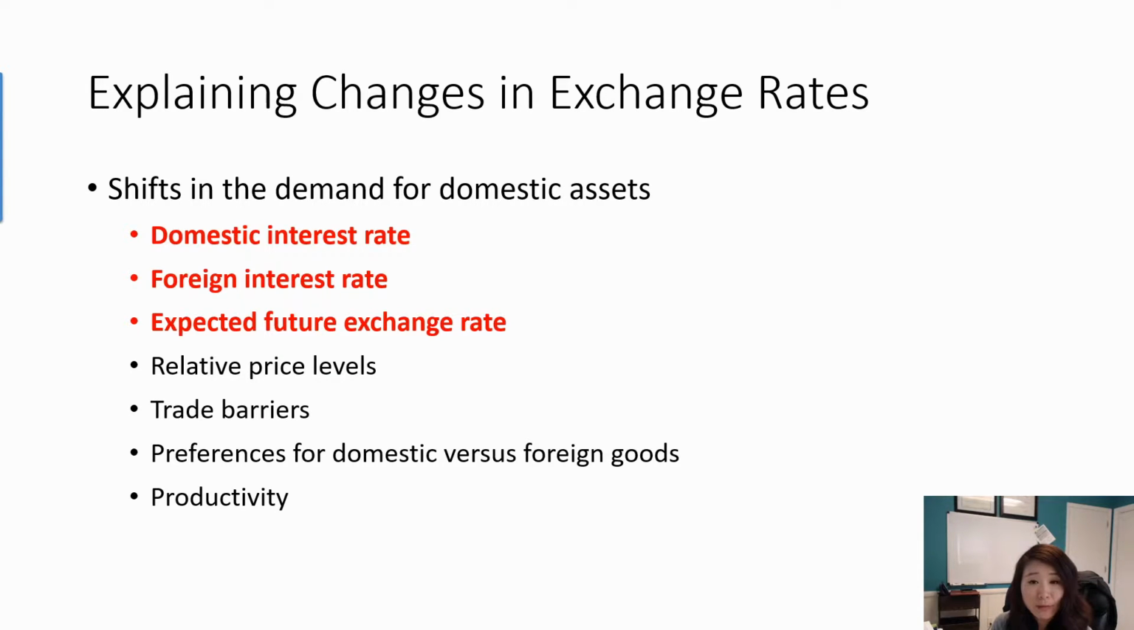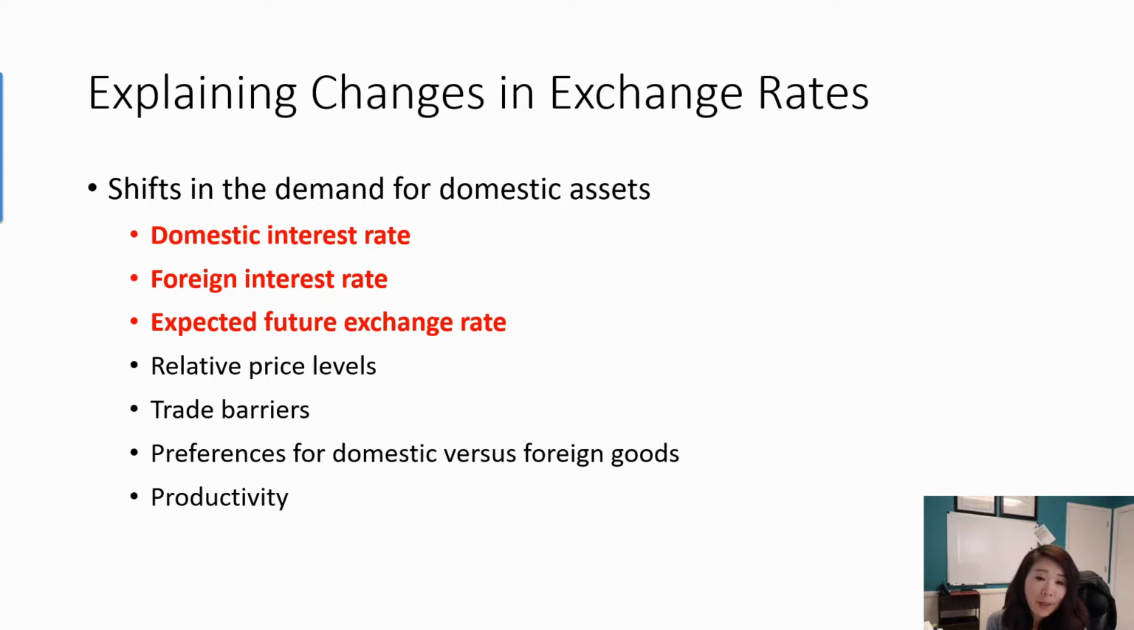So actually, in the second video of this chapter, we already explained how the relative price level, trade barrier, preference, and productivity affect the exchange rate. So that's why in this video, we're going to focus on the domestic interest rate, foreign interest rate, and the expected future exchange rate. First of all, when we look at all these factors, you have to think about how those factor changes affect the demand for domestic assets, because that's the fundamental reason for shifting the curve.